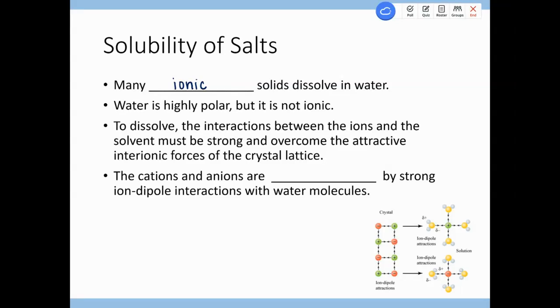So the cations and anions are solvated, or dissolved in a solvent, by these strong ion-dipole attractions. That's what's shown right here and over here. Partial negative oxygen dipole attracted to cation. Partial positive hydrogens attracted to the anion.